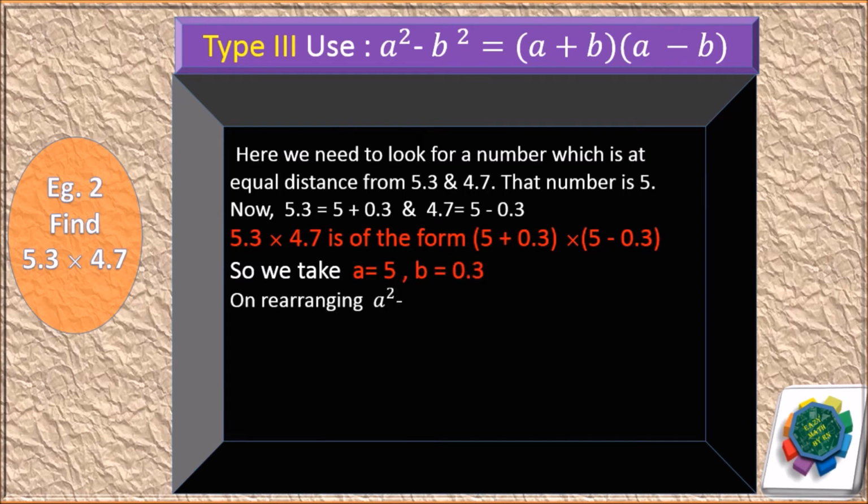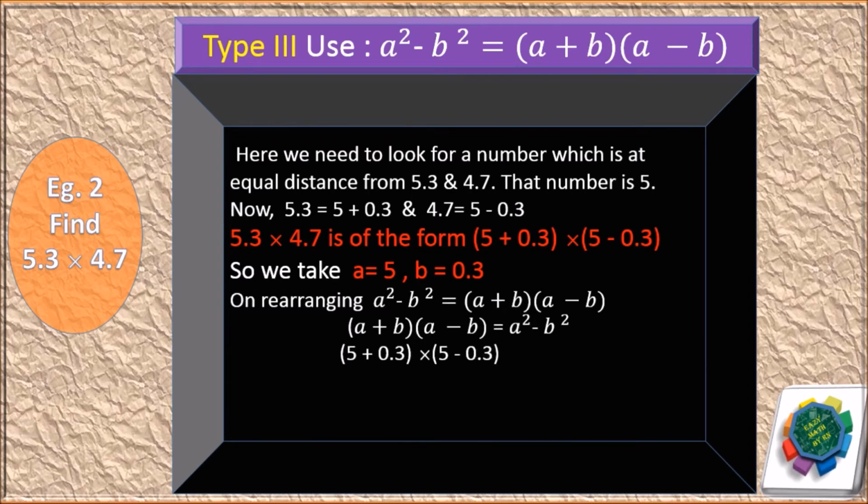So on squaring 5 and 0.3, we get 25 minus 0.09, that is 24.91.